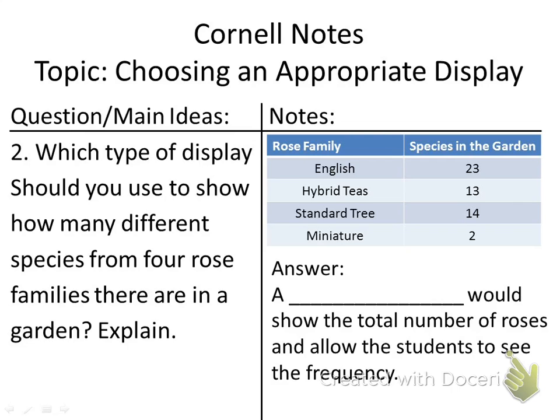the frequency. Well, thinking back to what shows frequency, I would have to say frequency would either be a bar graph or a histogram. Okay, so when we know about this, we know that we don't have enough categories for a histogram, so the answer would be a bar graph.